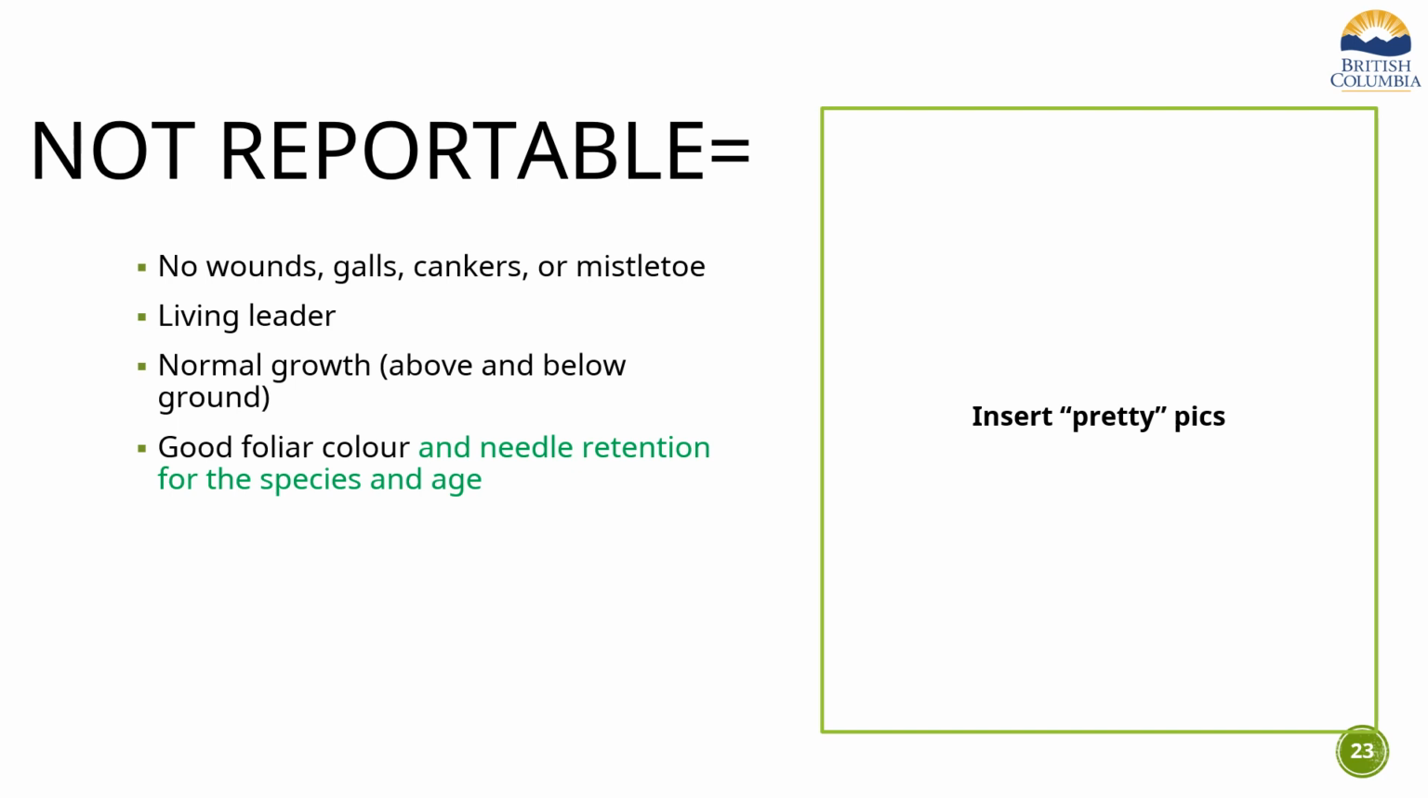Well, if a tree maybe has a lateral branch that has been browsed, but it has no wounds, galls, cankers, or mistletoe, it has a living leader, has normal growth above and below ground, and it has good color and needle retention for its age and species, then you don't need to report it. Now, unfortunately, I don't have any good photo examples of this because apparently I only take photos of sick and dying trees.